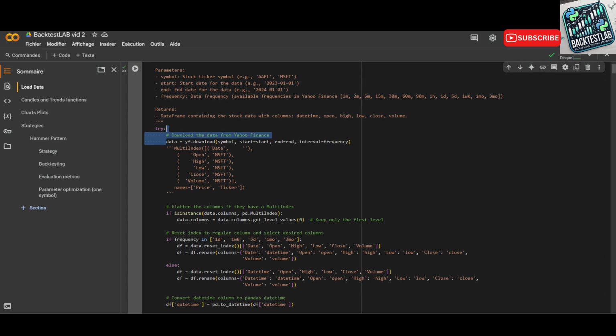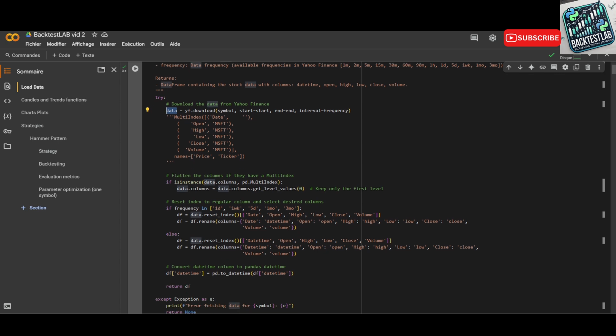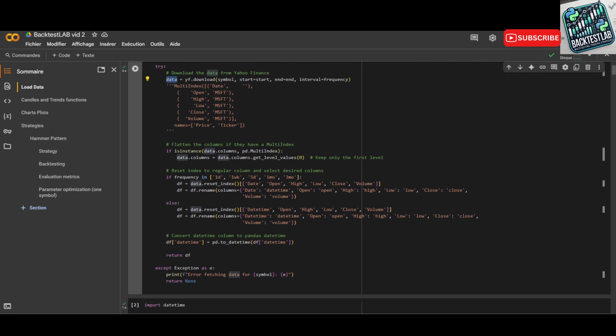This is the line where we are going to get the data, and we are going to store it in this variable called data. The result that we are getting can be a multi-index, and we are going to get only the first level. This is what's interesting for us.